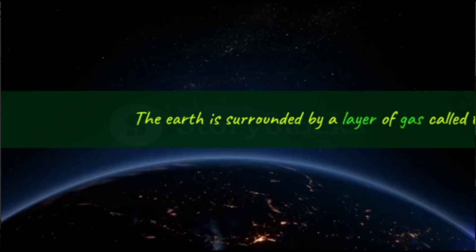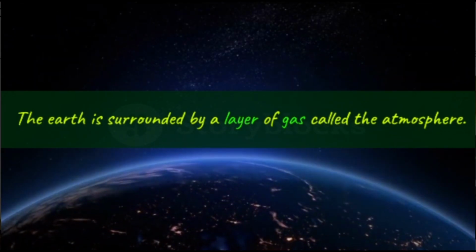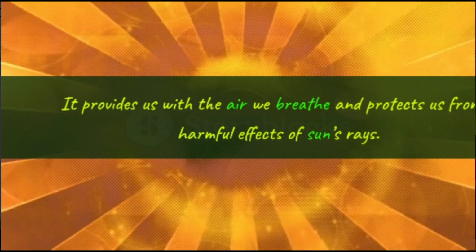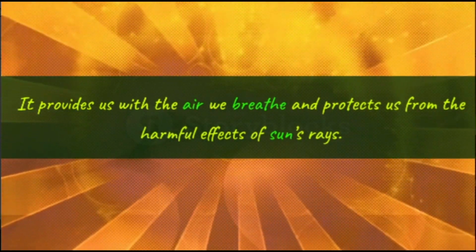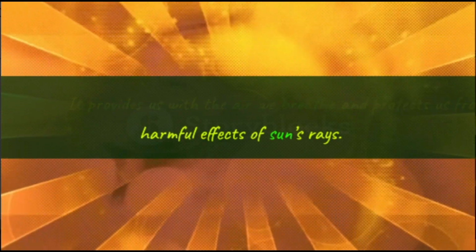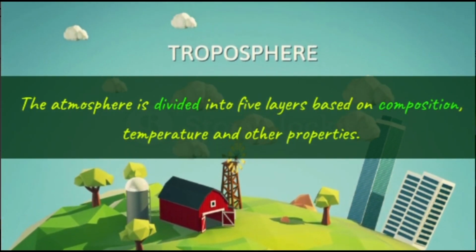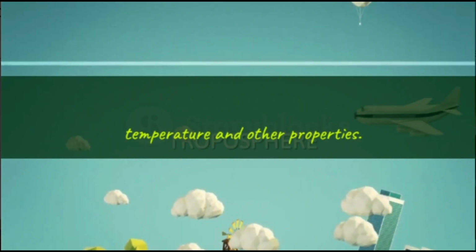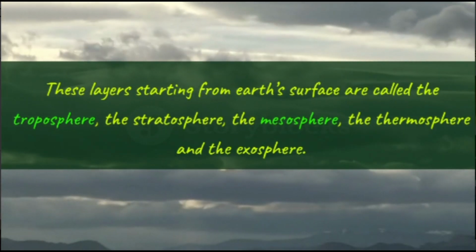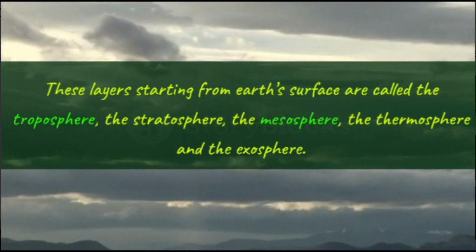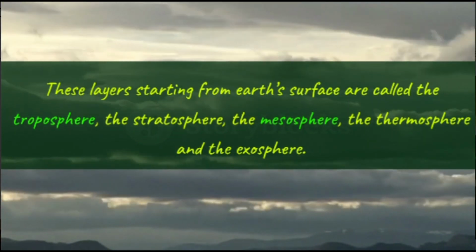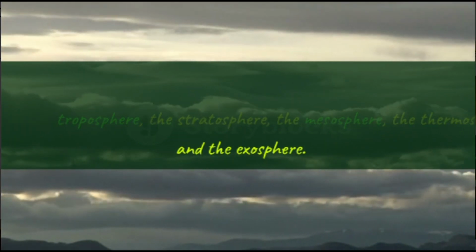Atmosphere. The Earth is surrounded by a layer of gas called the atmosphere. It provides us with the air we breathe and protects us from the harmful effects of sun's rays. The atmosphere is divided into 5 layers based on composition, temperature and other properties. These layers starting from Earth's surface are called the troposphere, the stratosphere, the mesosphere, the thermosphere and the exosphere.